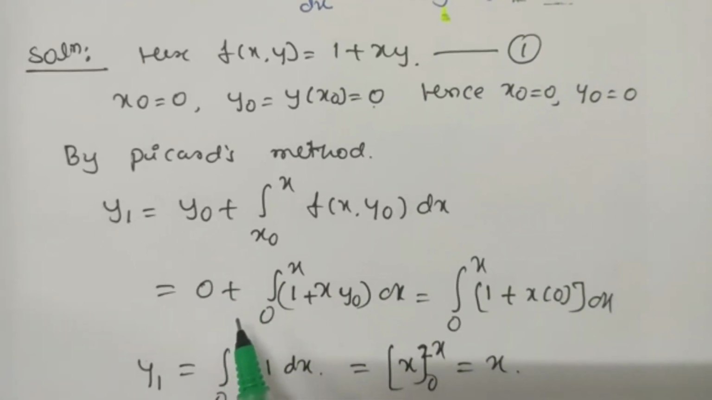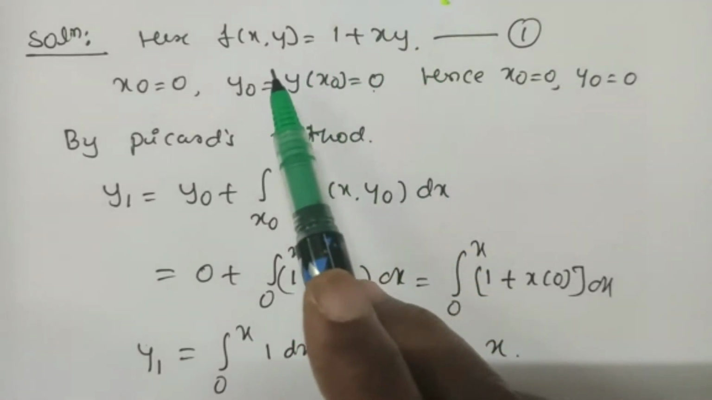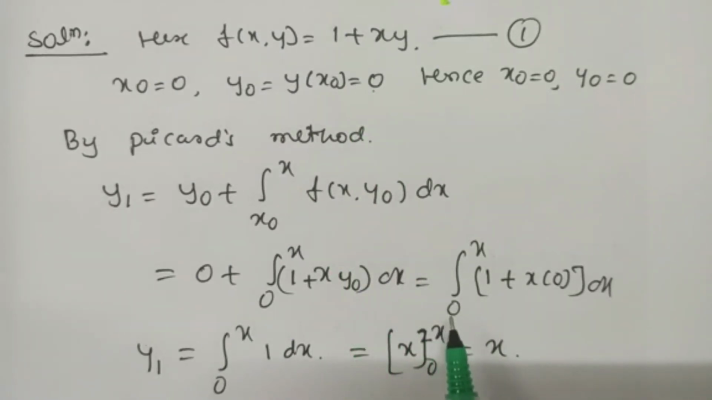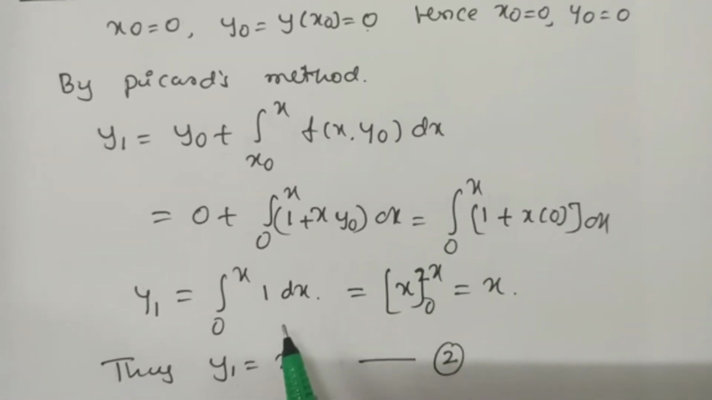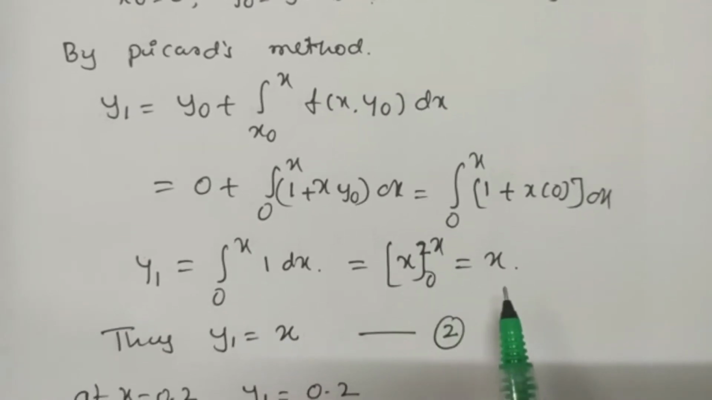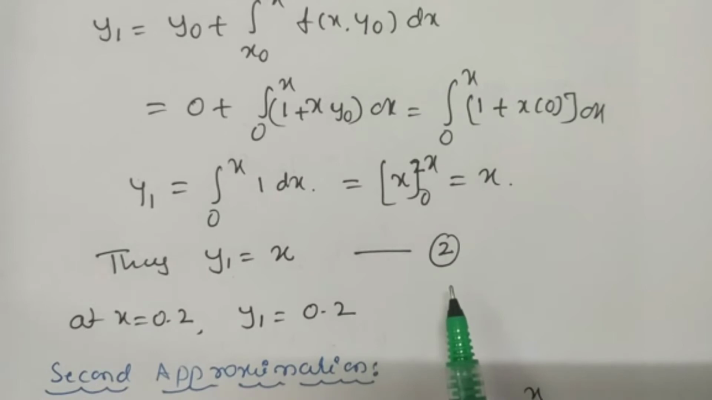So here y naught is 0 plus the integration from 0 to x of 1 plus x into y naught, because from equation number 1, f of x y is 1 plus xy. So f of x comma y naught is 1 plus x y naught dx, which is equal to the integration from 0 to x of 1 plus x y naught, whose value is 0. So this is the integration from 0 to x of 1 dx. Integration of 1 is x between the limits 0 and x, so it is equal to x. Thus we have y1 is equal to x. Take this as equation number 2.